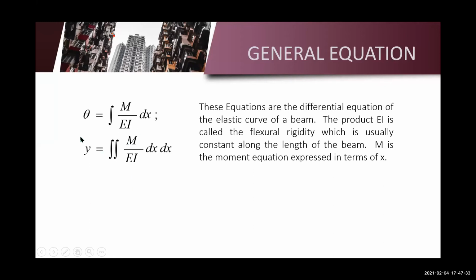The double integral of the moment over EI is the deflection, or Y. There are different symbols that can be used for deflection: delta, Y, or small delta. Whatever is being asked, Y is what we will use for the double integration method. Slope is the angle of the deflection. Y is the distance of the deflection.